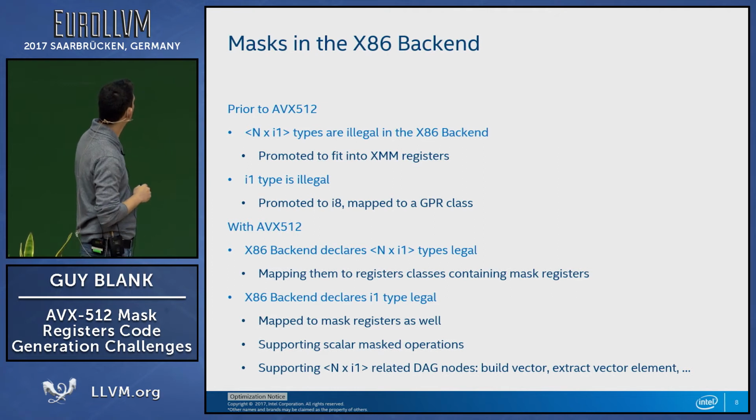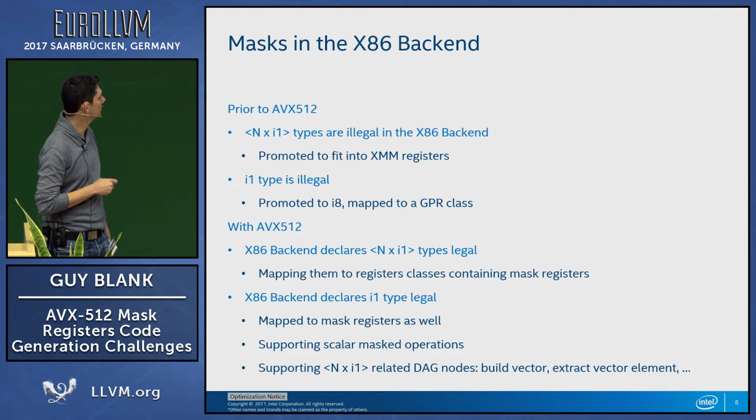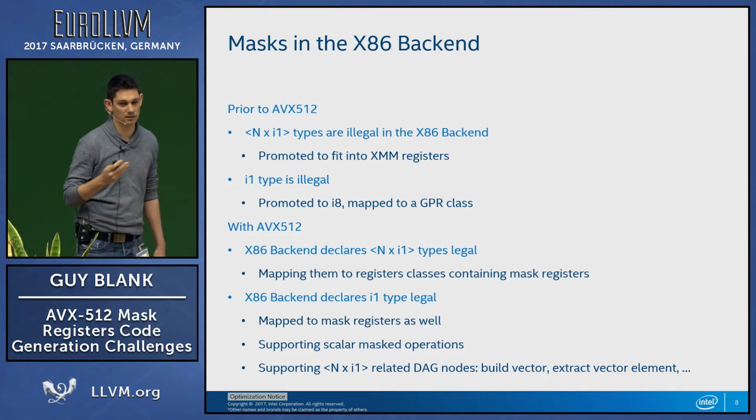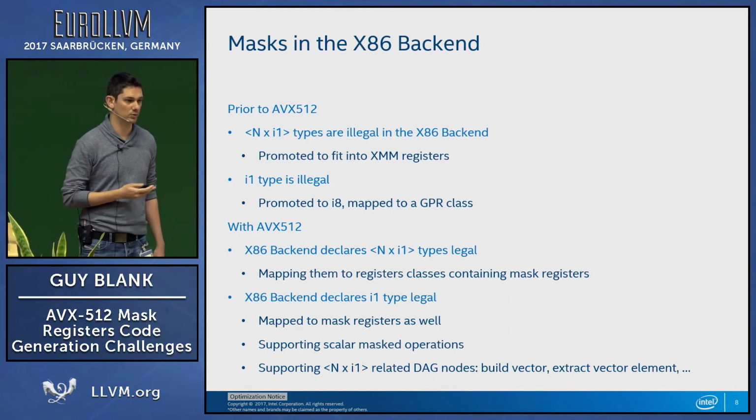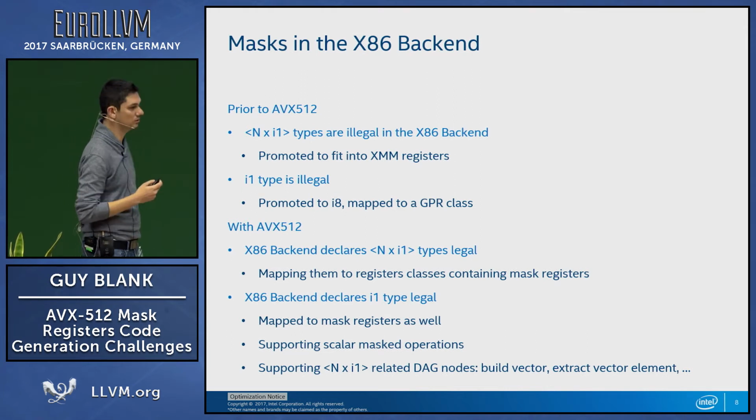And additionally, when you make the I1 vectors legal, there are a bunch of DAG nodes that come along with it that you need to support: building a vector, extracting an element from a vector, inserting one, and all of these support I1 data types, so it did seem fairly reasonable to make the I1 legal.